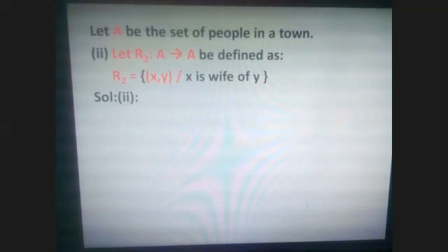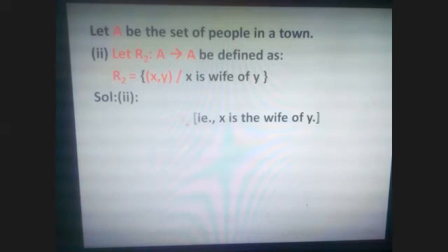A is a set of people in a town. R2 is a relation from A to A. R2 equals the set of (X, Y) where X is wife of Y. Is it transitive? X is a wife of Y, (X, Y) is a member of R2. Can you just tell, is it transitive?